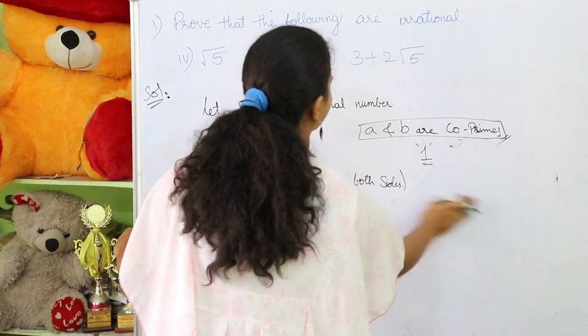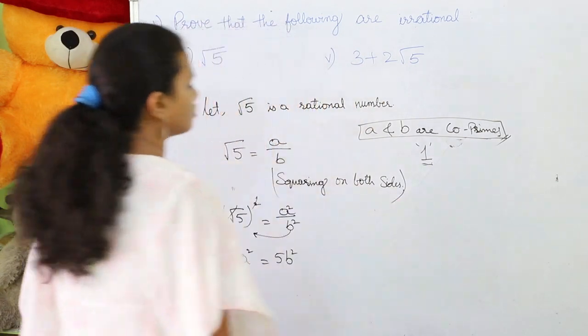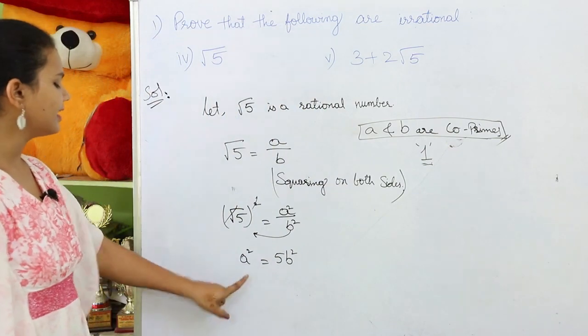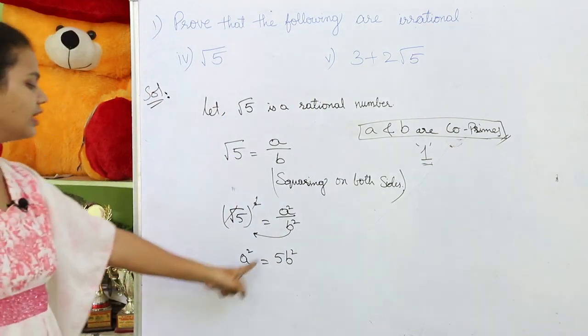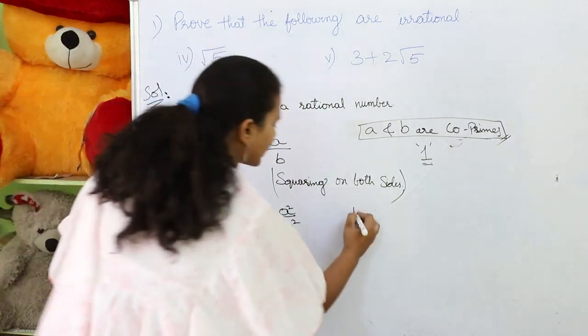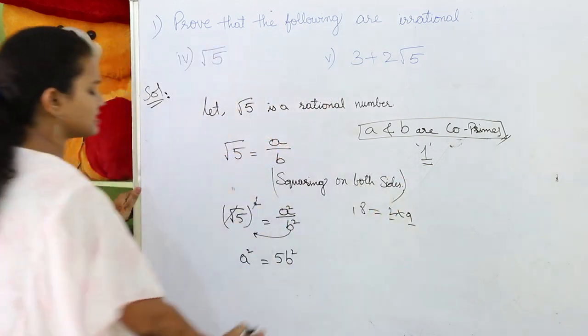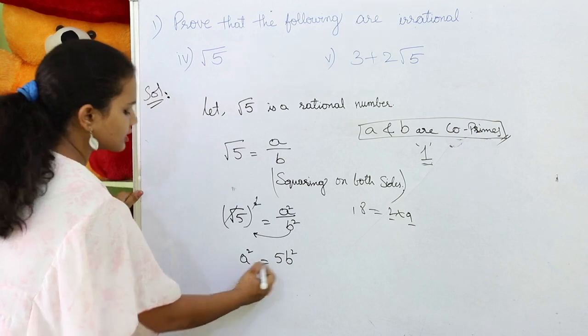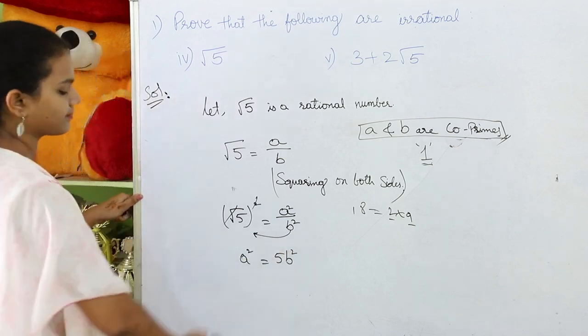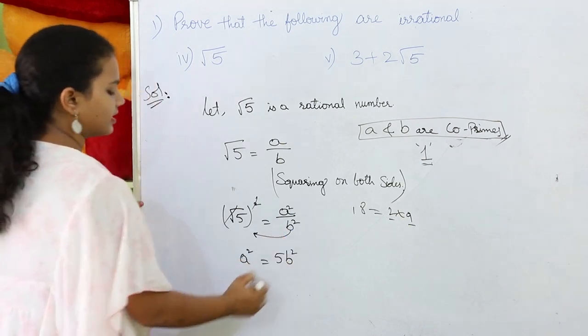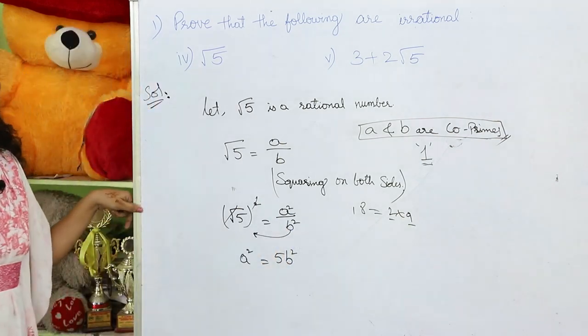But here they have given co-primes. Co-primes means you will have only 1 as the common factor. Clear? Now coming back to here, where a square equal to 5 into b square. As I said, 18 equal to 2 into 9, where 2 is a factor and 9 is a factor. Here a square equal to 5 into b square, so 5 will be a factor, and b square will also be a factor.